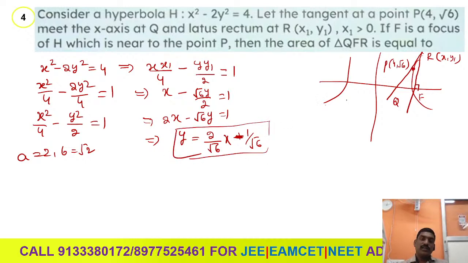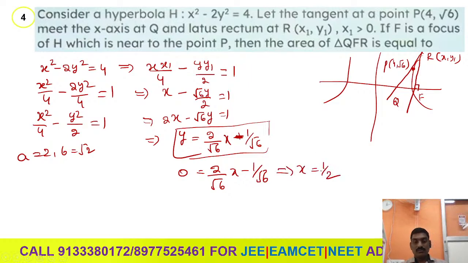This tangent meets the x-axis, so on the x-axis y equals 0. So 0 equals 2 over root 6 x minus 1 over root 6. From this we get x is equal to 1 over 2. So the coordinates of Q are 1 by 2 comma 0.